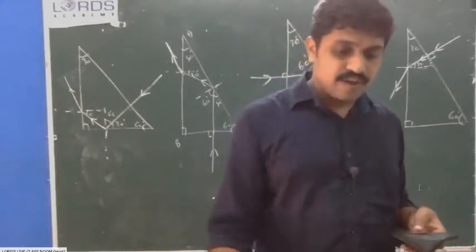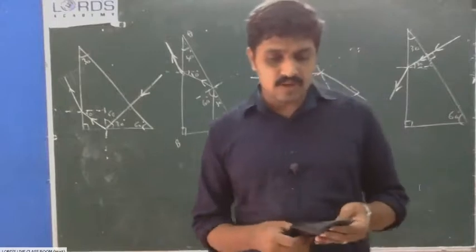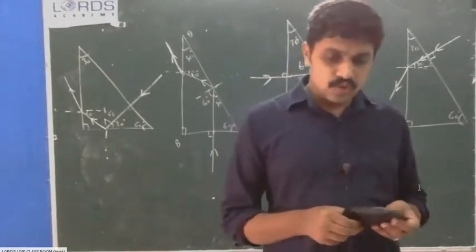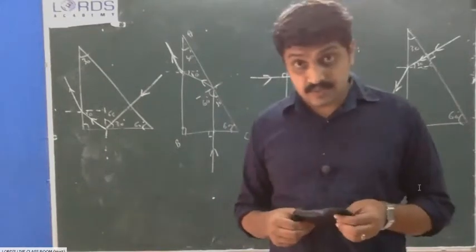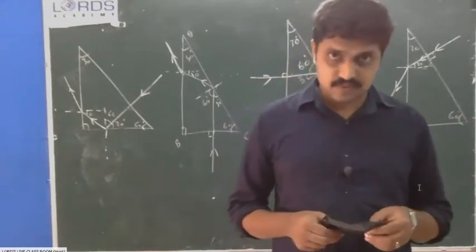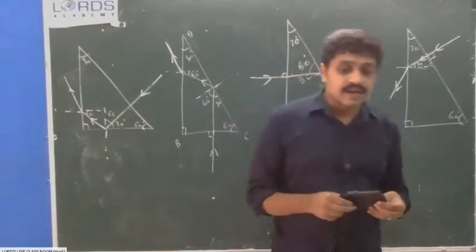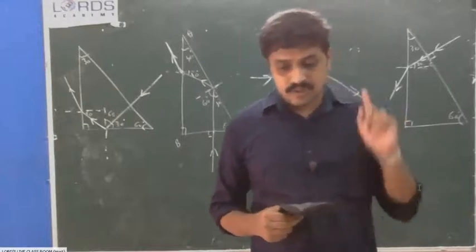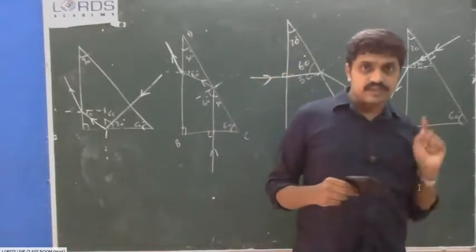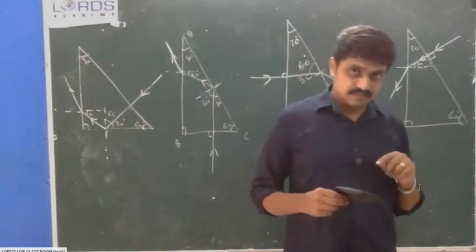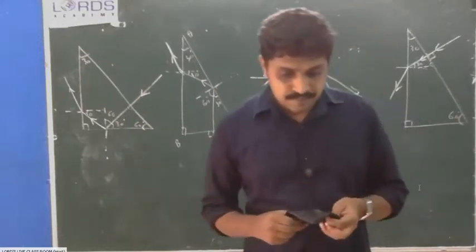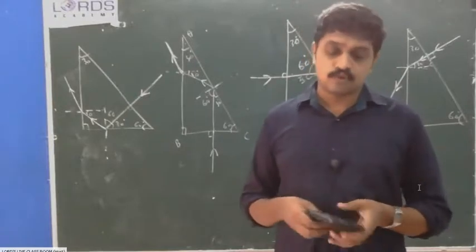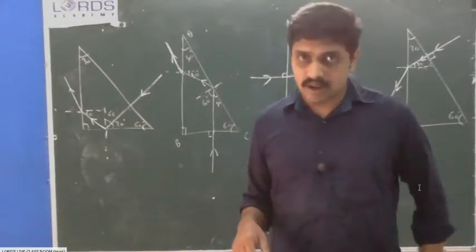I will explain the factors affecting the critical angle. Two factors only. First one, color or wavelength. As you know, when the wavelength increases, the refractive index decreases. From that it is clear that the critical angle increases with increase in wavelength. That is the first factor. Next one is the temperature. Same thing: when temperature increases, the critical angle also increases. Two factors depend on the critical angle.